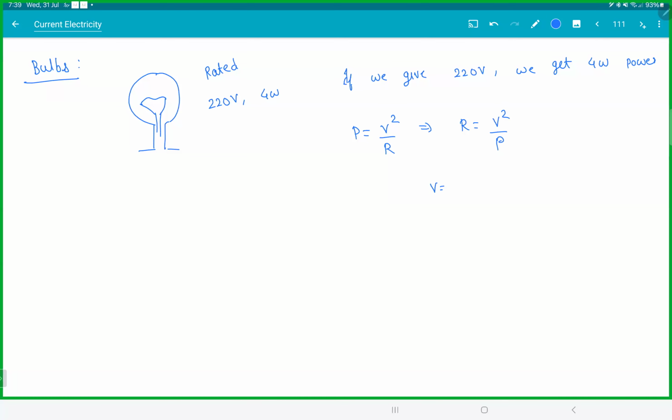Here V is called the rated voltage. Generally, all our circuits work at 220. So when you go to a shop and ask for a 100-watt bulb, no one will ask you what voltage you want. Clear?